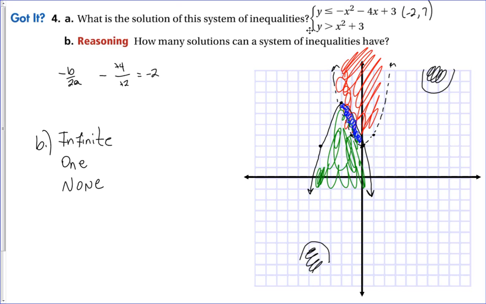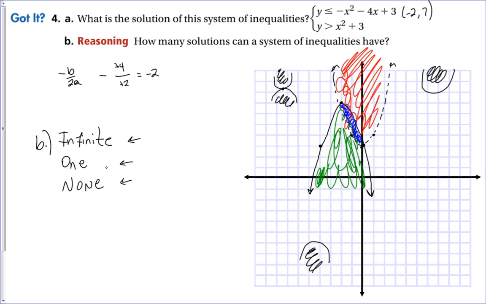So how many solutions can a system of inequalities have? They can either have an infinite number of solutions, they can have one solution, or they can have no solutions. This one here has an infinite number of solutions, because I can always find you a point next to the point that you find. They can have one solution, which means the parabolas just touch. So the shading here would be here, the shading here would be here. So they just touch right there.